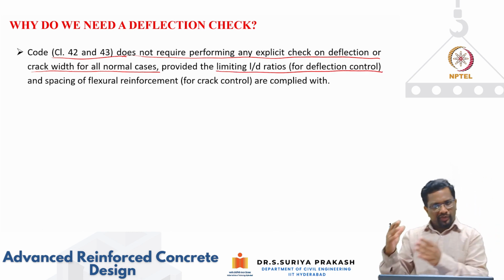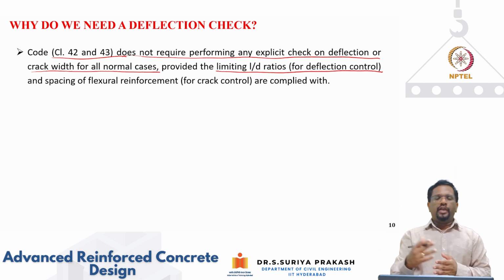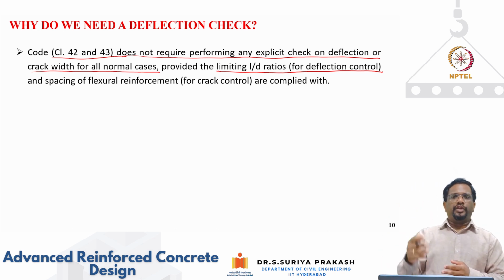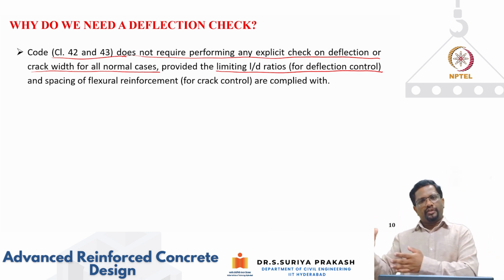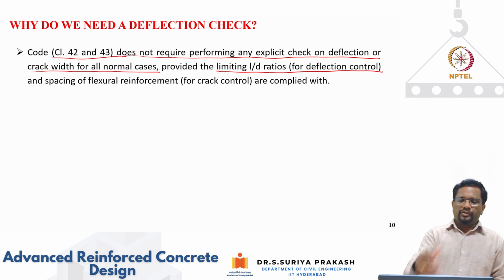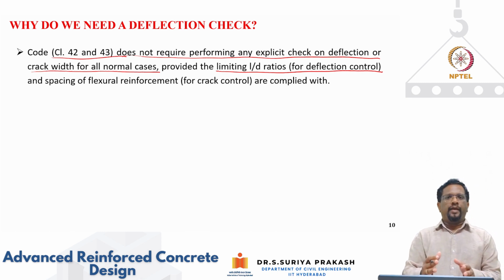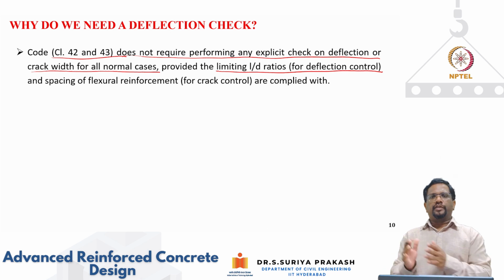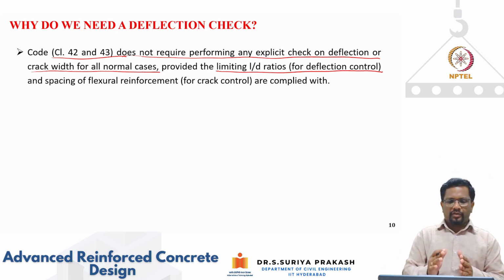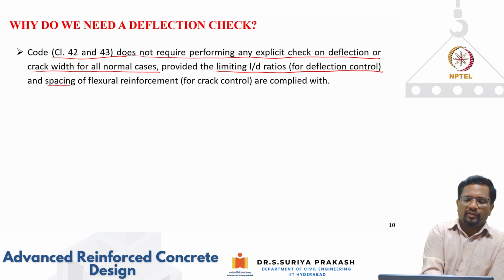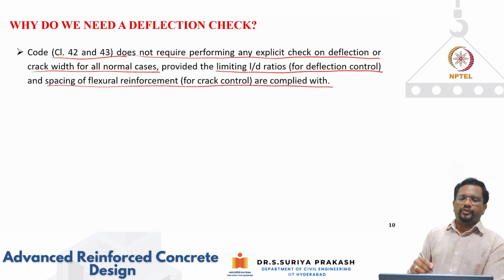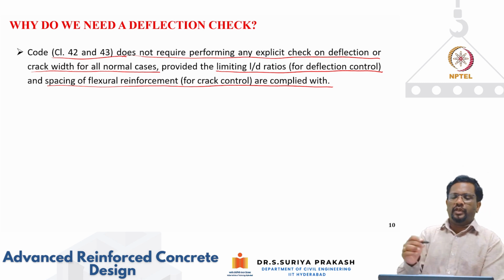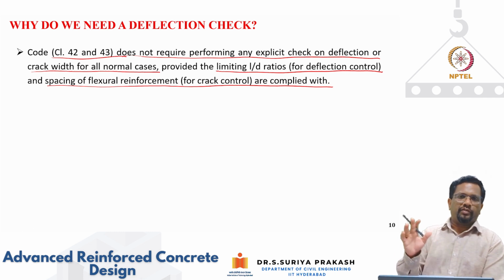structural members, span to effective depth ratios, are within certain limits. We will look at what those limits are. Usually L/D ratios are given some limits, 20, 26, like that, right? If you follow that, automatically the code says that your deflection performance will be guaranteed, and also the spacing of the flexural reinforcement for crack control is complied with. So if you satisfy the spacing requirements for steel and the limiting L/D ratios, then it is understood that your deflection and crack width performance will be taken care of, and you don't need to do any explicit check.